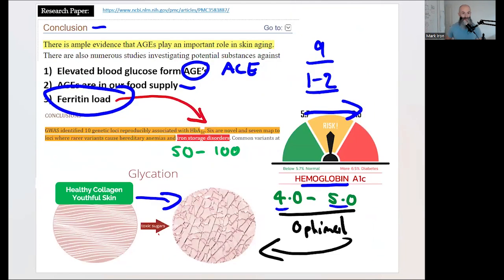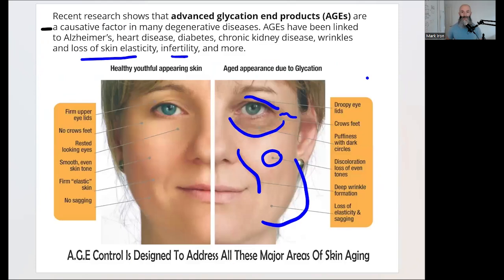And not only that, we're aging faster and we feel terrible. And we want to age much better. Like, I think this is just so huge.